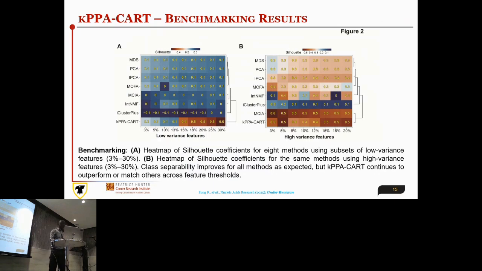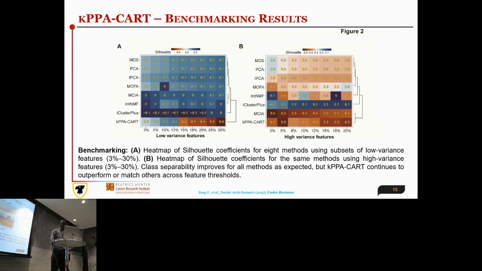So here's this heat map. Essentially, this is a benchmarking exercise. We took the most common methods used for classification, and we identified how best they perform using what is called the silhouette coefficient. A silhouette coefficient is simply a metric that is used to evaluate the quality of clustering. Now, if you can see here, this is KPPA. The higher the silhouette coefficient, the better the method is, or the clusters are.